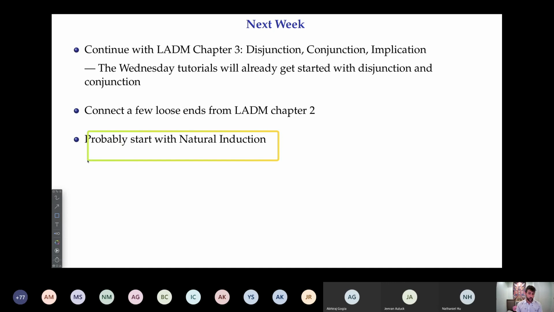We might start with natural induction. Don't worry if you don't know what this means. It's just more linguistics, right? Linguistics is a big part of computer science. So natural induction, and induction in particular, is a way to specify expressions or grammars of a particular kind, and they're quite useful in mathematics and programming. Okay.